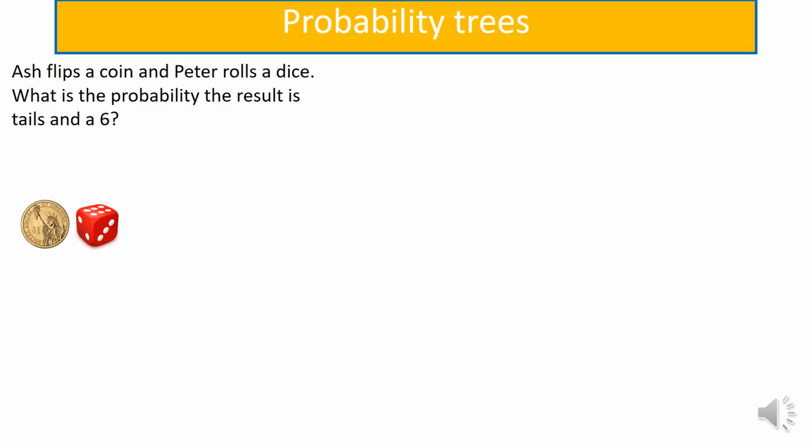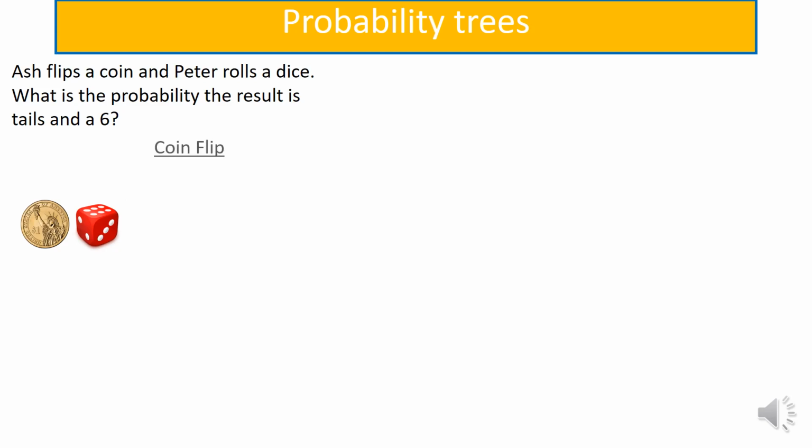In this video, we're going to focus on some probability problems and we'll try to solve them using probability trees. In my first question, Ash flips a coin and Peter rolls a dice. We need to work out the probability the result is tails and a 6.